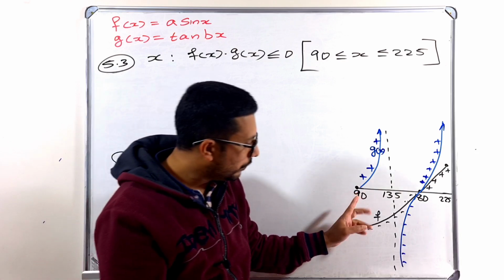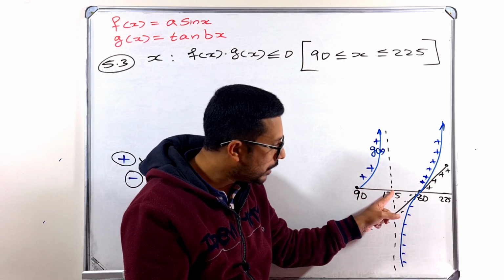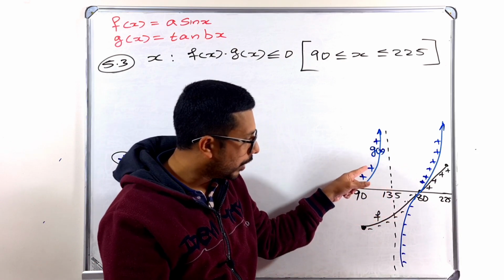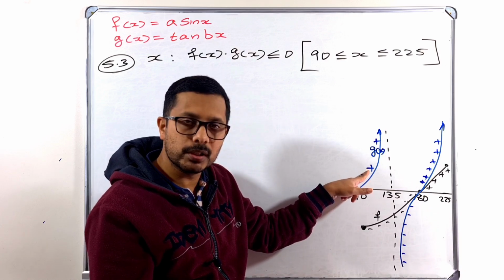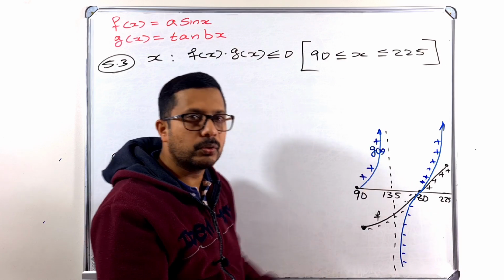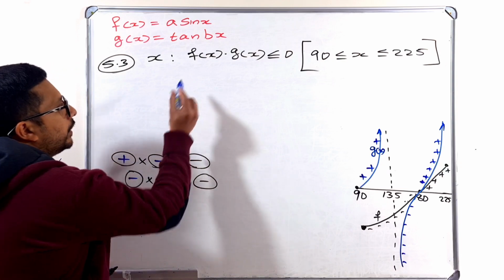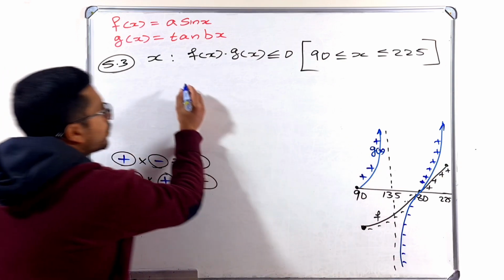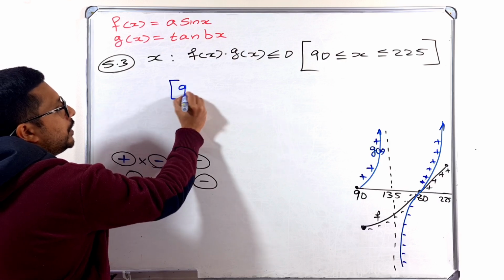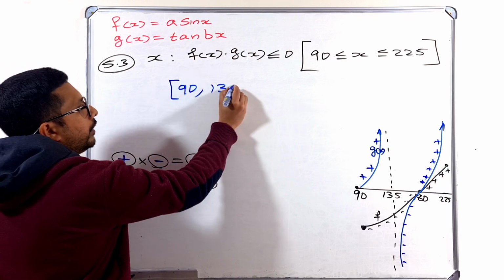So between which values? Between 90 and 135, one is positive and the other graph is negative. Negative times positive is negative. You understand? So between which values? 90 is also included. Okay, so between 90 and 135.